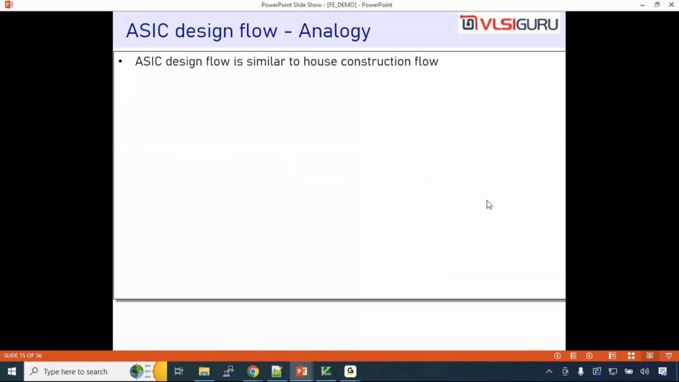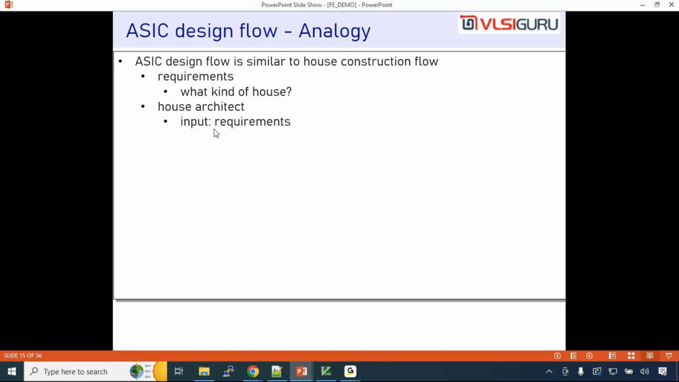To understand ASIC design flow, today's session is more focused on the ASIC design flow. So let's try to understand what happens in ASIC design flow. Let's take one analogy: the house construction flow. How does house construction happen? It starts with the requirements. You go to an architect. You write down what kind of house you want.